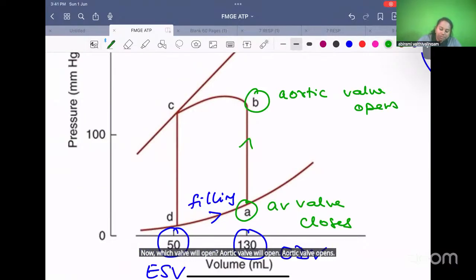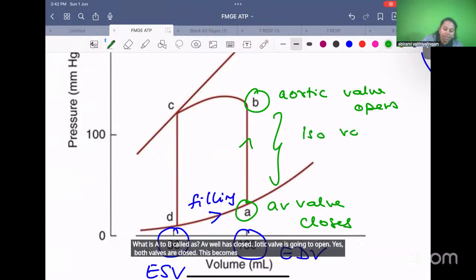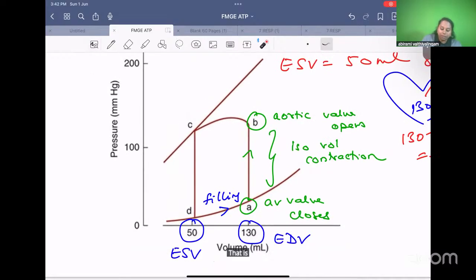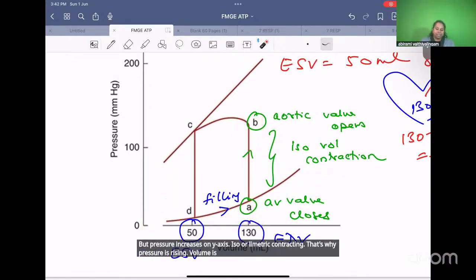What is A to B called as? AV valve has closed. Aortic valve is going to open. Yes, both valves are closed. This becomes isovolumetric contraction period. That is why during A to B, volume remains same at 130, but pressure increases on y-axis. Isovolumetric contracting. That's why pressure is rising. Volume is same, pressure is increasing.